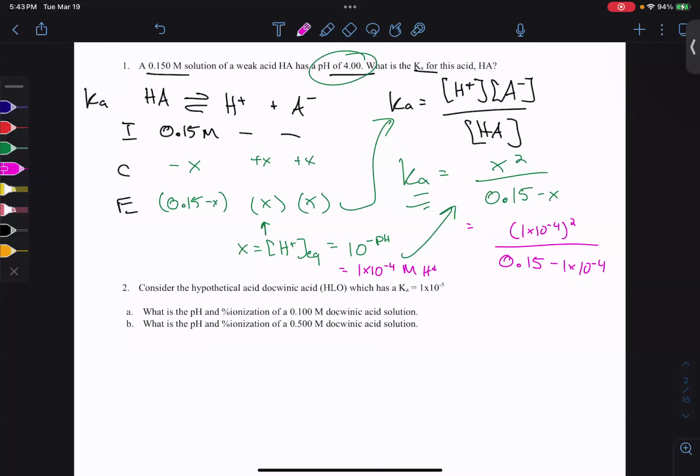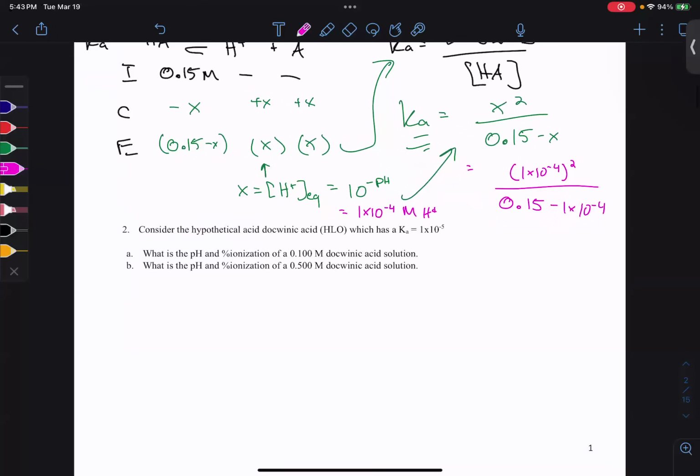We use the Ka expression because we put an acid into water. So same thing for question 2. Pretend we have a hypothetical acid, docwinic acid. I name things after myself. And it has a Ka of that. Just think of this acid as HA. Don't get all bunched up because it's a different formula. It's still a weak acid. Let's just call it HA. And then here is the Ka value.